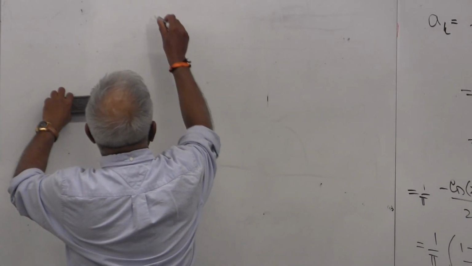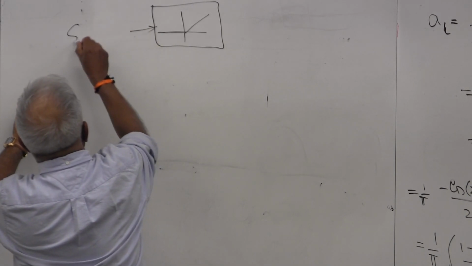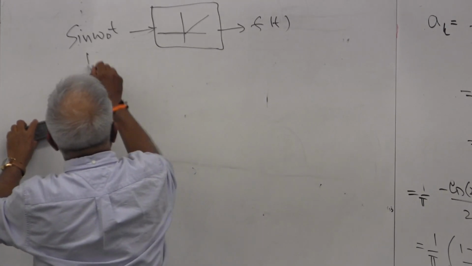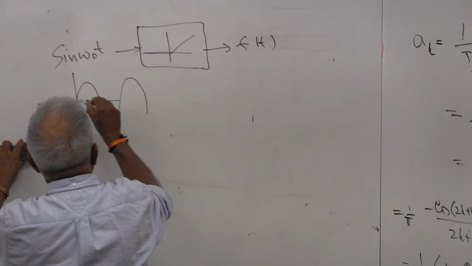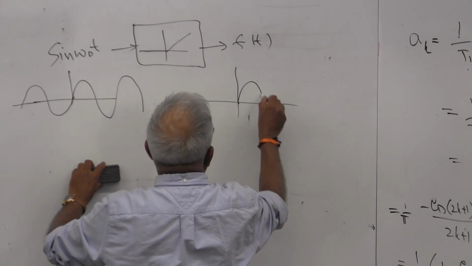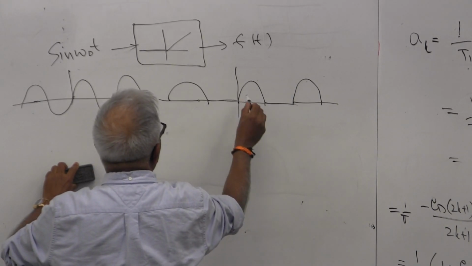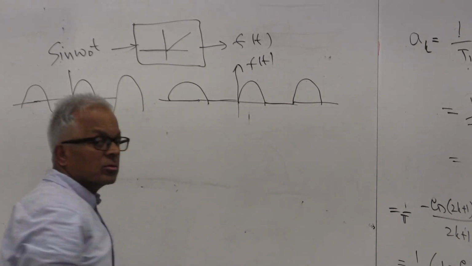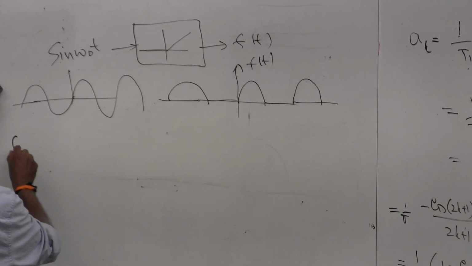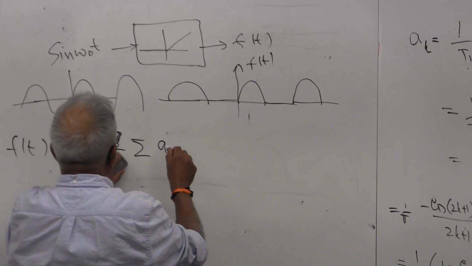So how about this problem? Suppose this goes to a half-wave rectifier, let's say sine omega naught t. What comes out, the output, is f(t). So we know this waveform is like this, right? And the output waveform will now be like this, then 0, like this, etc. So what symmetry do you see here? All right. So this f(t) will be a naught plus 2 sigma a naught to AK.